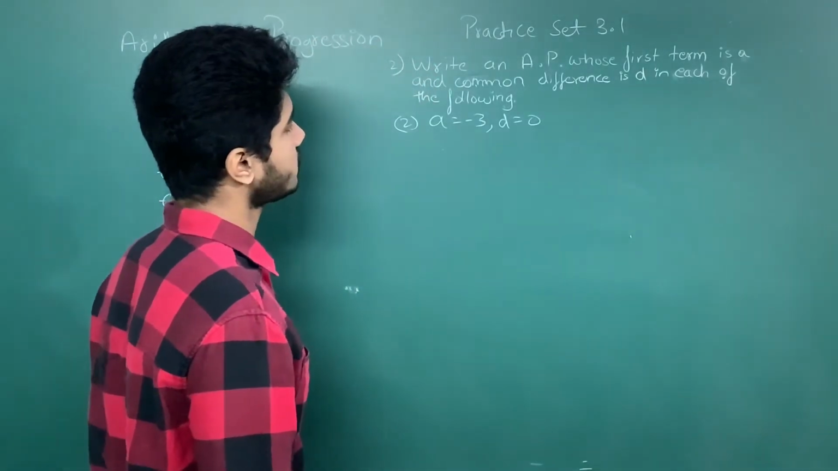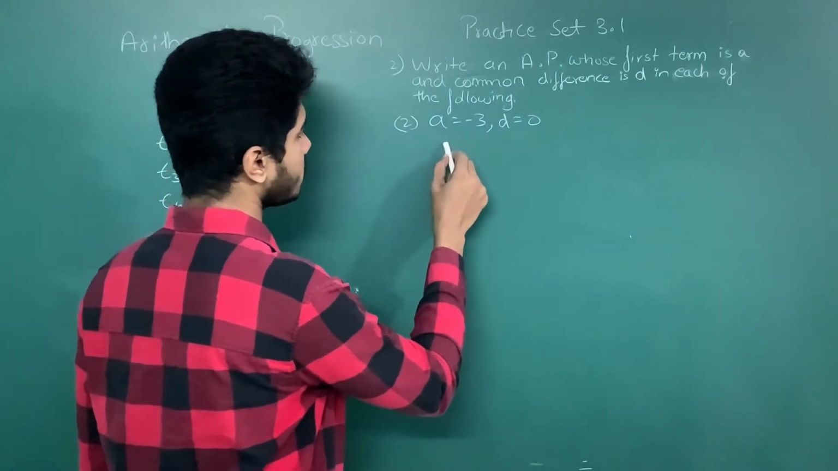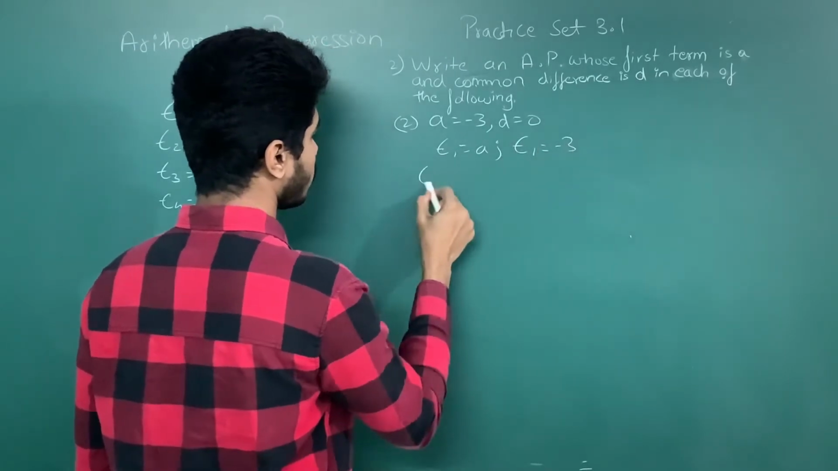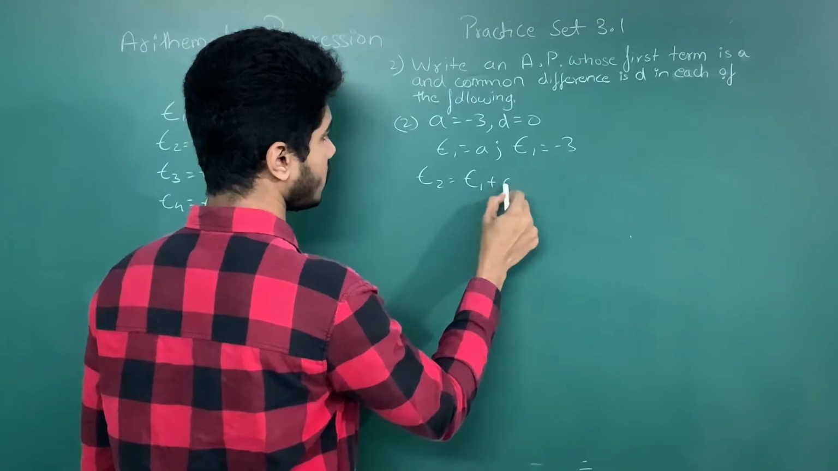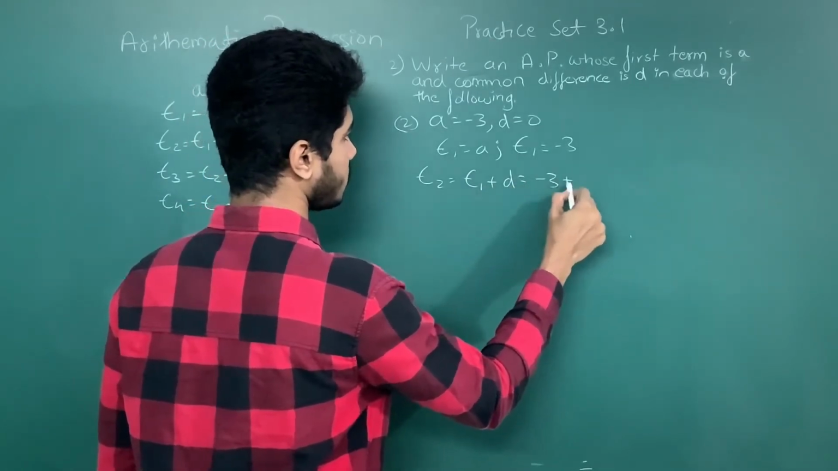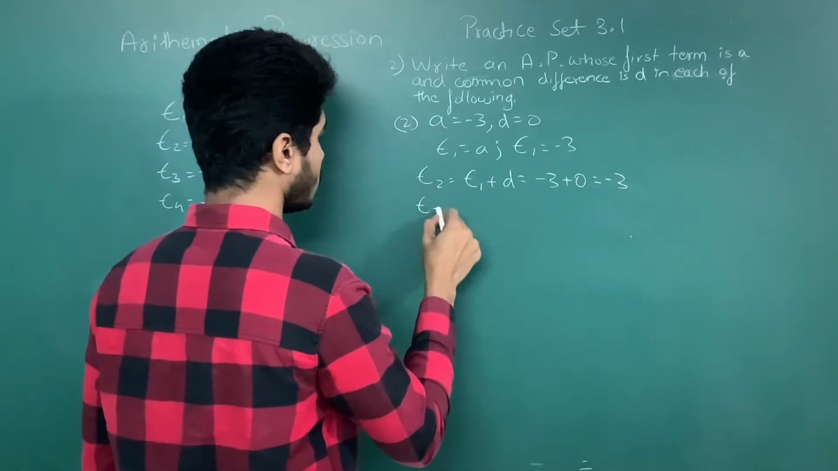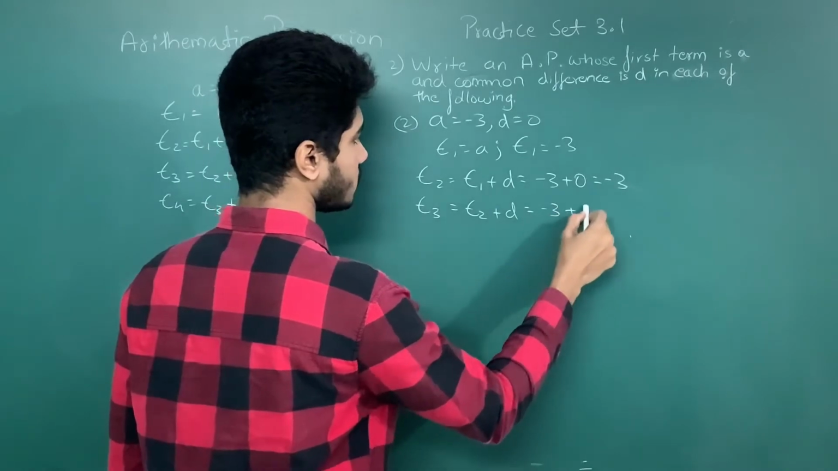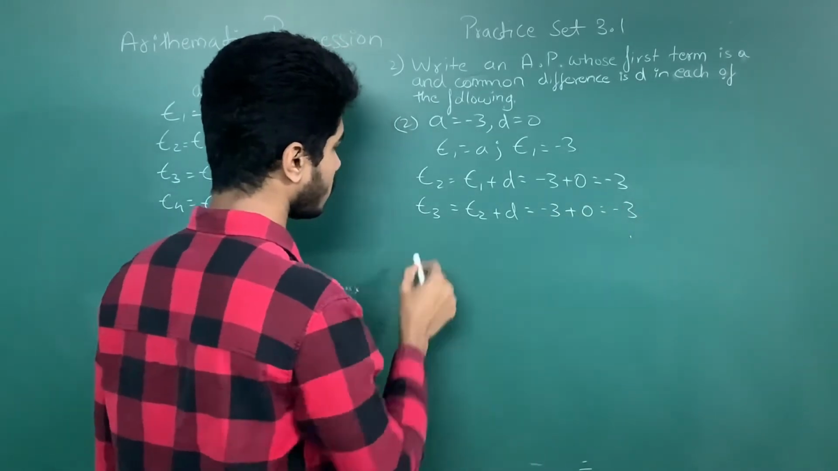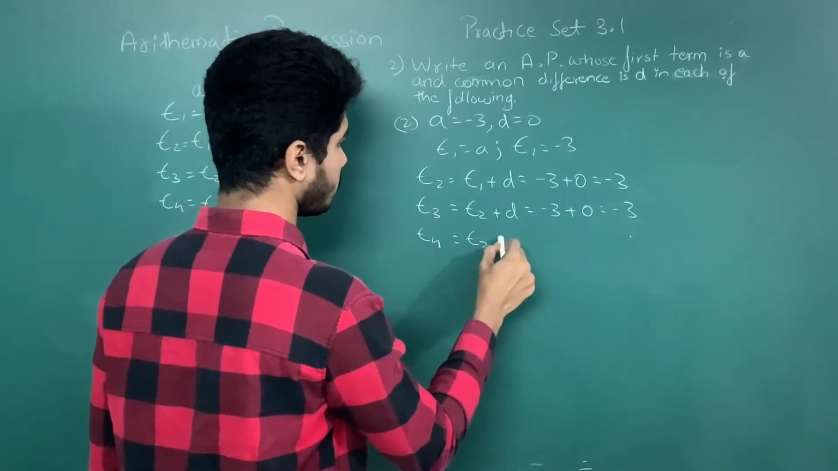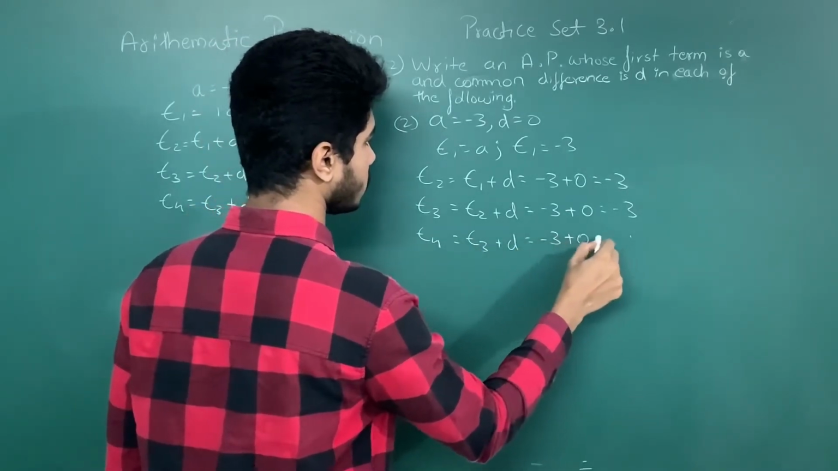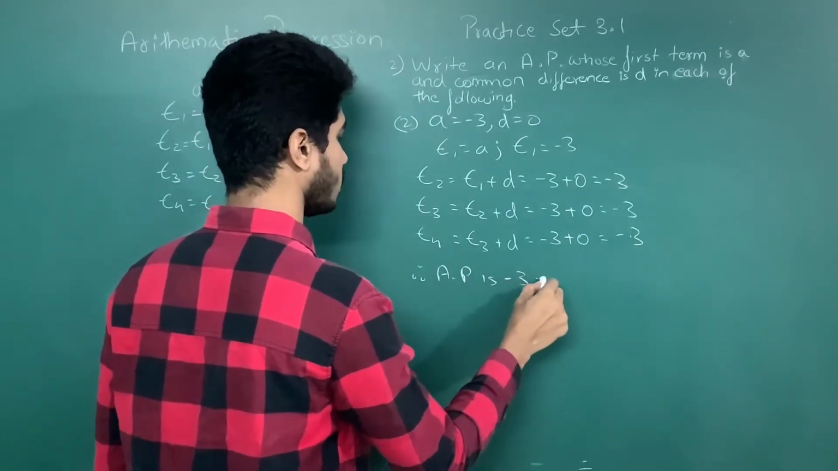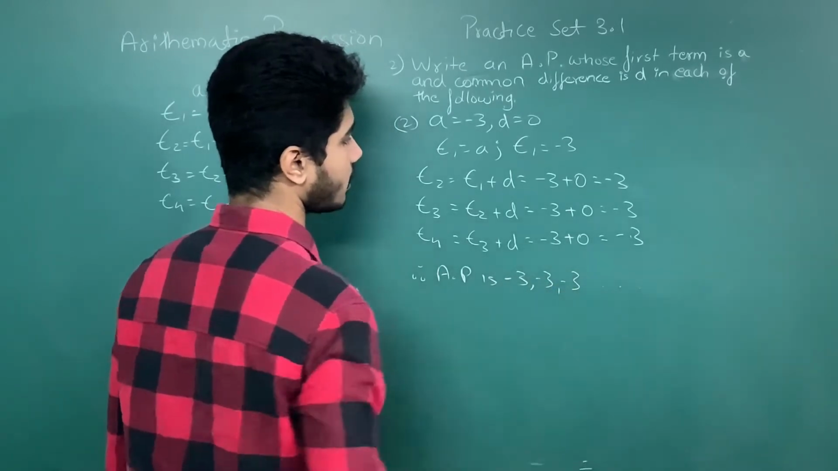Second question, A is equal to minus 3, D is equal to 0. So over here, we'll consider T1 as A, that is term 1. So term 1 value is minus 3. So for term 2, it will be T1 plus D, which is equal to minus 3 plus 0, which is equal to minus 3. Term 3 will be T2 plus D. So it will be minus 3 plus 0, which is equal to minus 3. Fourth term will be T3 plus D, which will be minus 3 plus 0, which is equal to minus 3. So therefore, AP is minus 3, minus 3, minus 3 and so on.